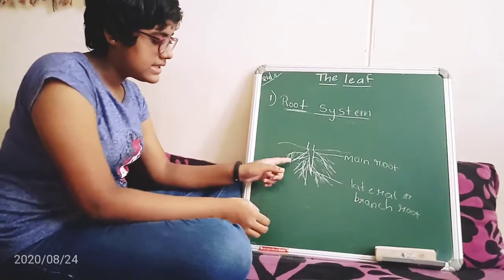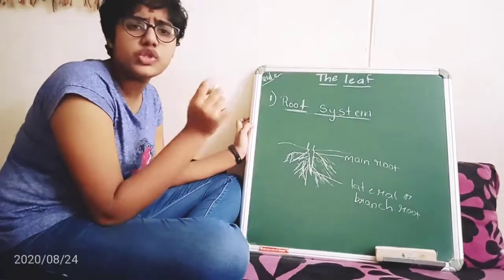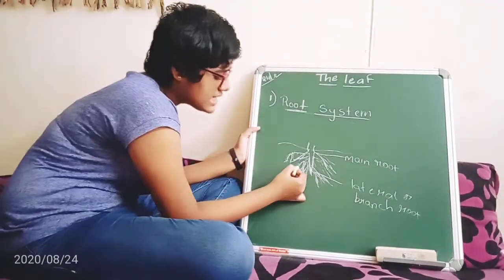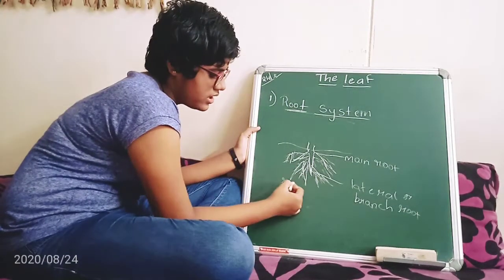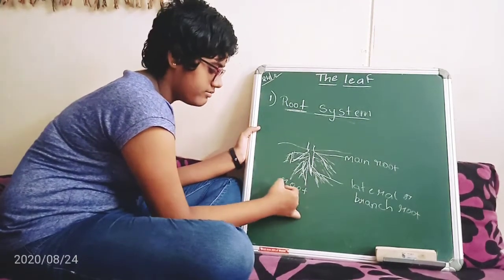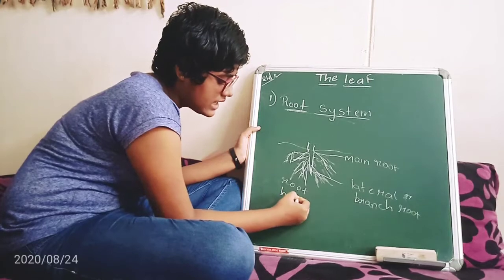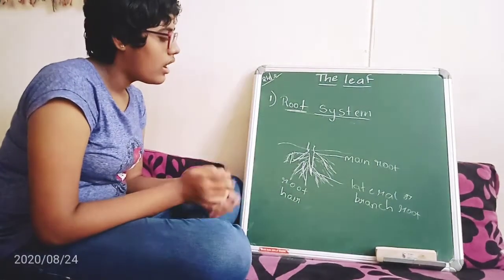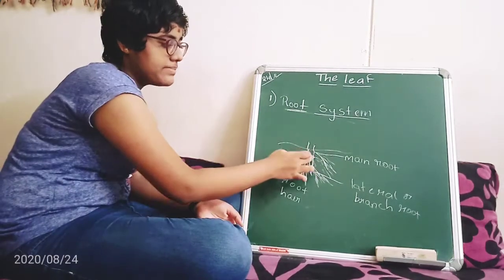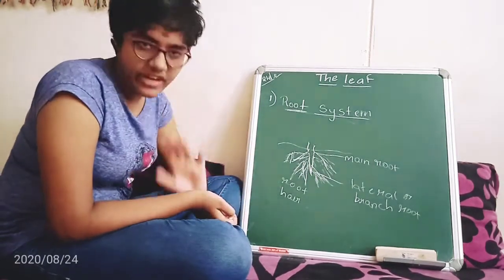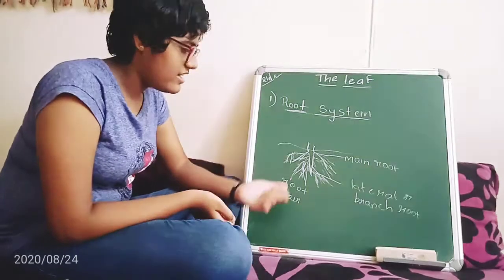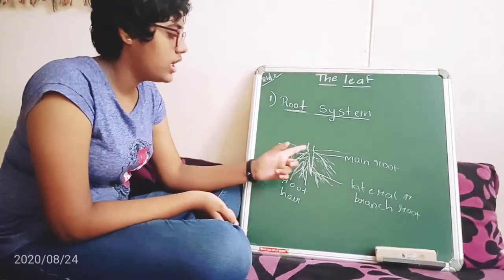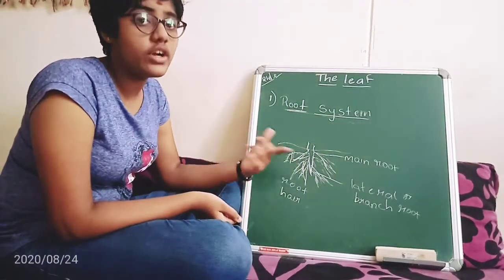And next, see, I have drawn small things. These are known as root hair. Now root has a hair. See, you can think that this main root is the grandfather, or grandmother, whatever. The main root is the grandfather or grandmother.